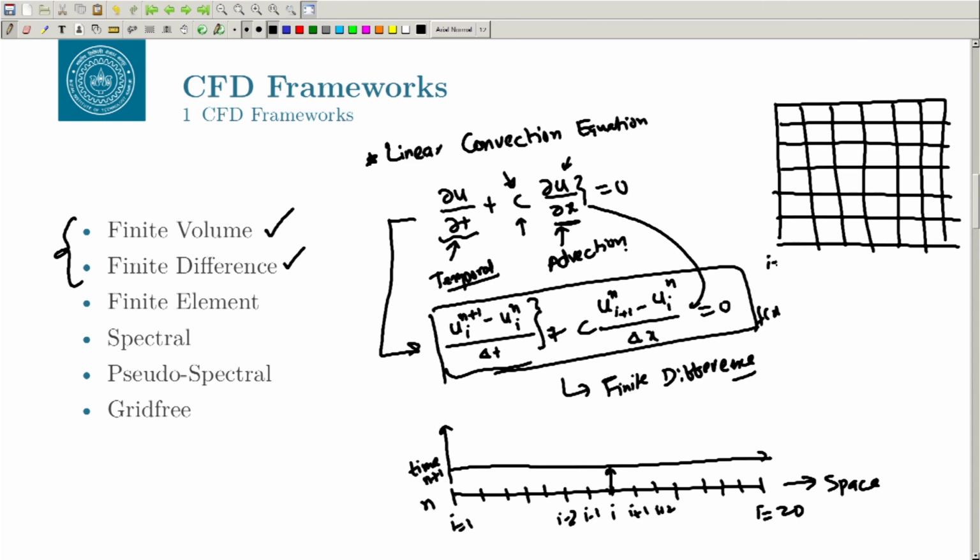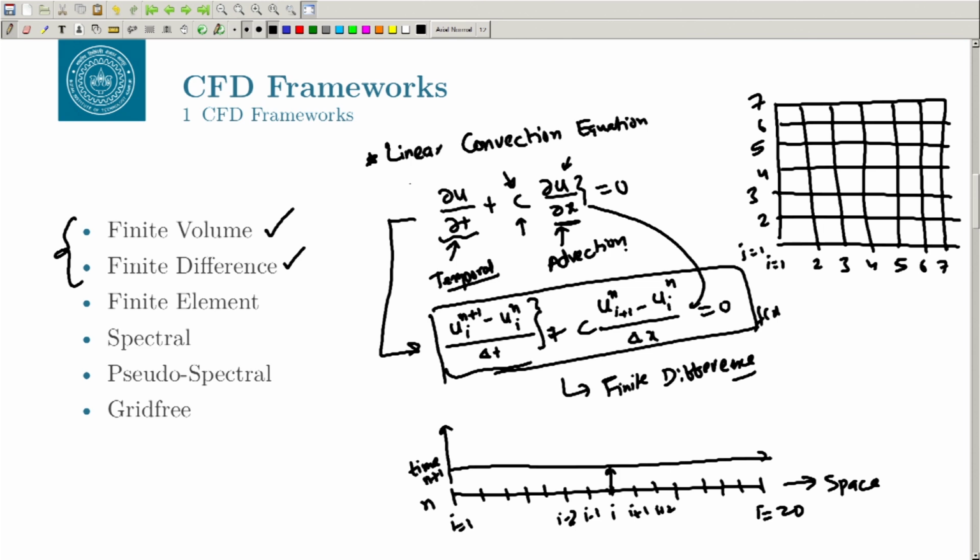So, this may go i equal to 1, 2, 3, 4, 5, 6, 7, okay, and this is j equal to 1, 2, 3, 4, 5, 6, 7, right. So, you can write your derivatives in x, derivative in y and derivative in time, right, in the numerical discretization, and then you see how it is progressing, right.